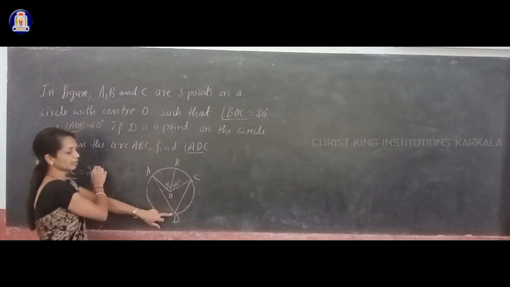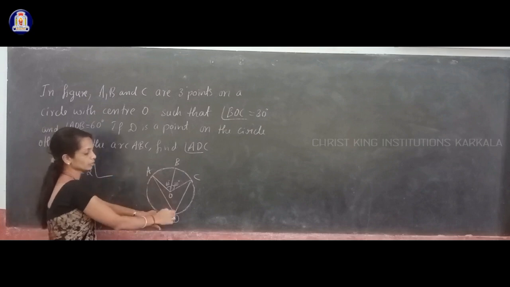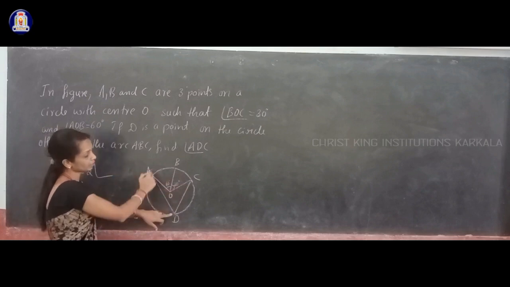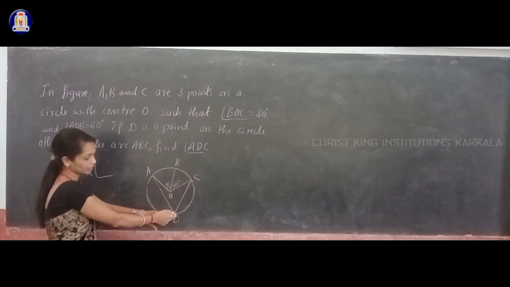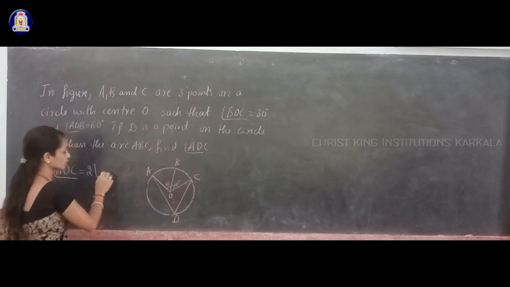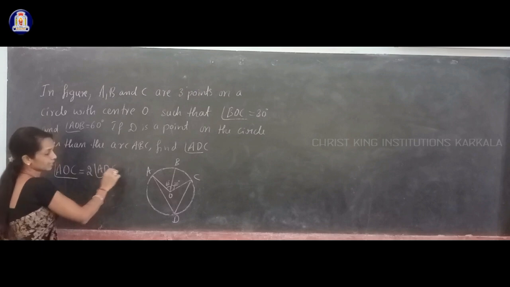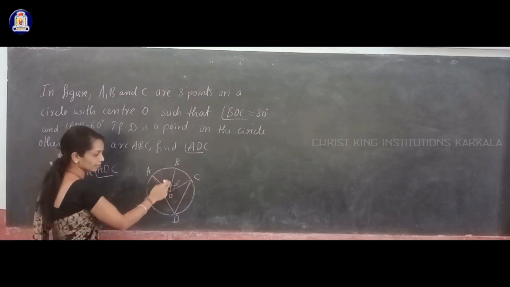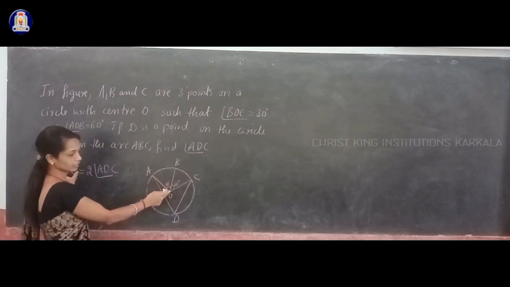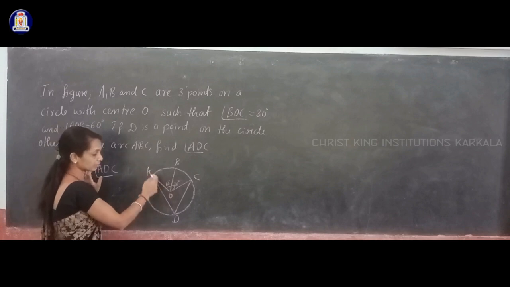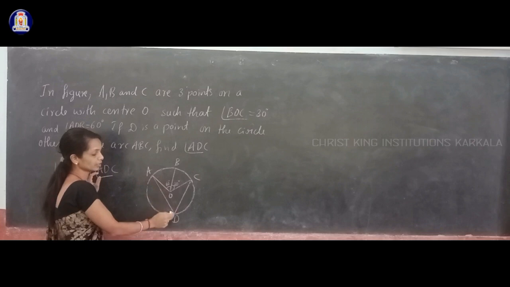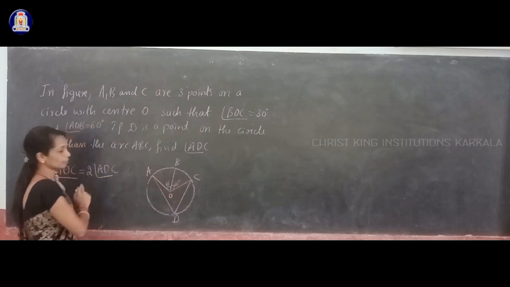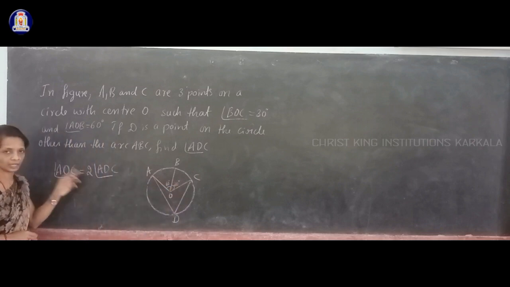So according to that, we can write 2 times angle ADC, that is the angle made by the same arc at any point D on the remaining part of the circle. So 2 times angle ADC we can write, and this is by using theorem 8. The angle subtended by the minor arc at the center, angle AOC, is 2 times the angle subtended by the minor arc at point D on the remaining part of the circle. So by that theorem we write like this first.